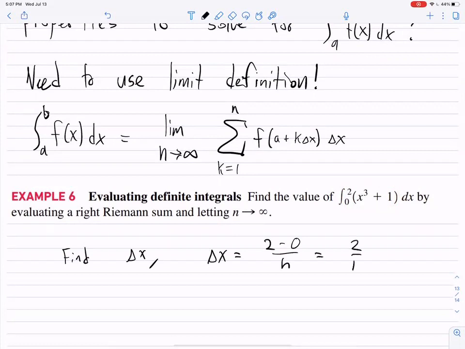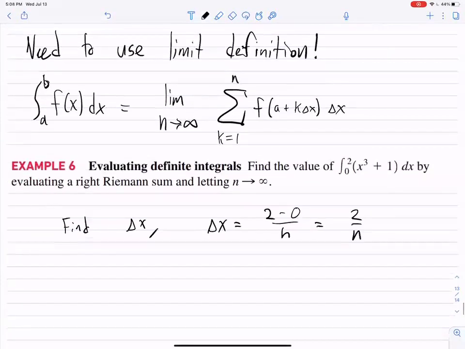So it's 2 over n. That's delta x. And then the Riemann sum, the right hand, so R sub n is the right hand Riemann sum with n rectangles. What's that going to equal?